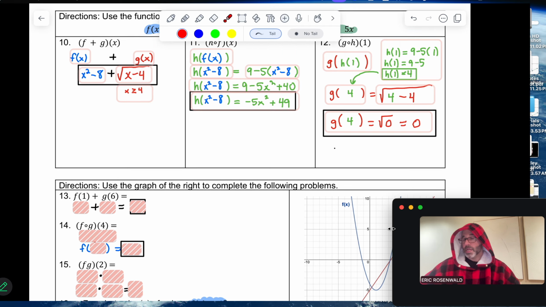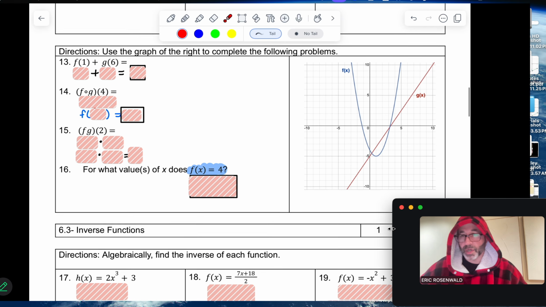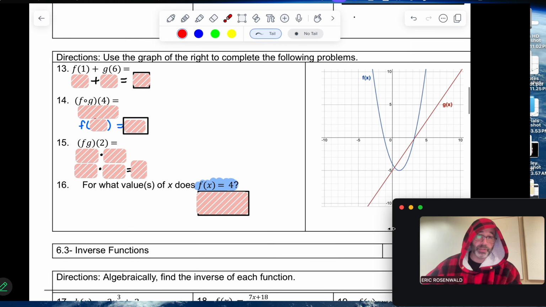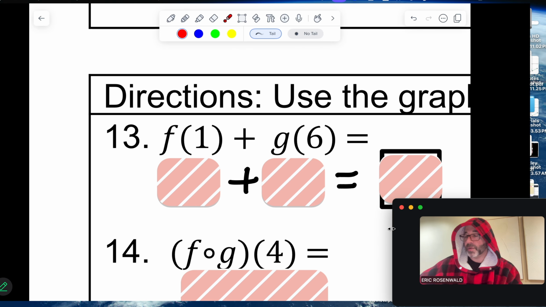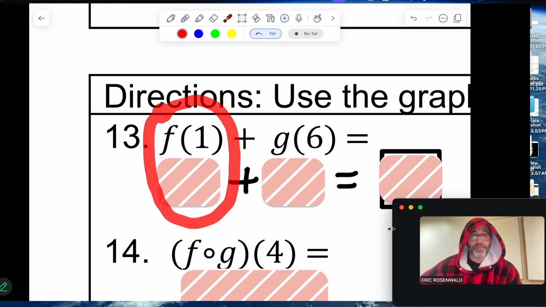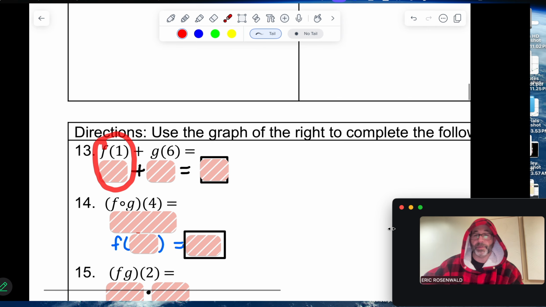Okay? All right, let's go over here to number 13. This one is very visual. It's a graph, so let's go ahead and evaluate the pictures here. This first part says we're going to find f of 1. So we're going to look at when x is 1, and we're going to look at the f function and get the y value from there.